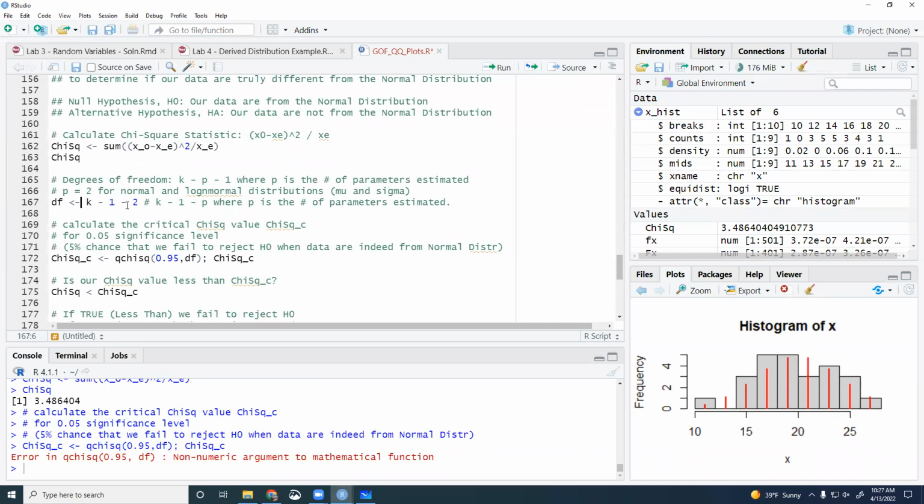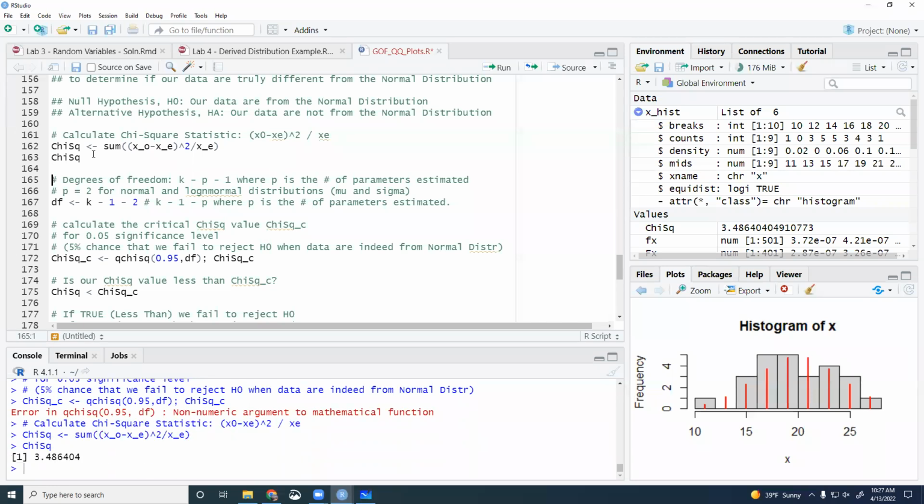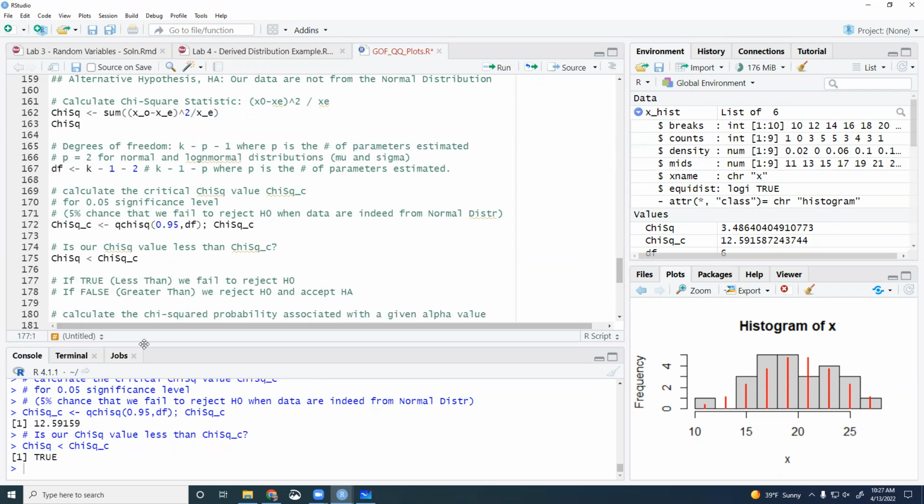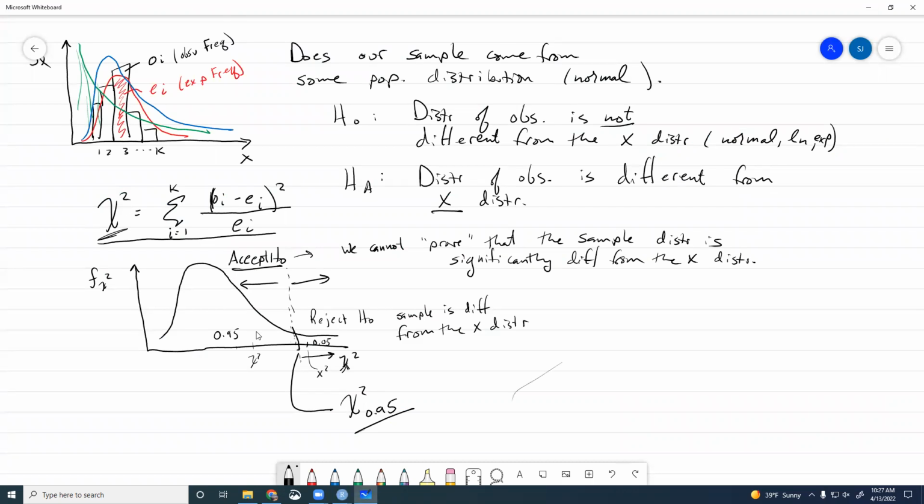Let's see. There we go. So our critical chi-squared value for these degrees of freedom is 12.6. And we'll note that our chi-squared value from our sample is less than that. So if you go back to the drawing, we are way over here. We were about, I think it was 3.4 or something, 3.5. And so we cannot reject the null hypothesis. We have to accept it.